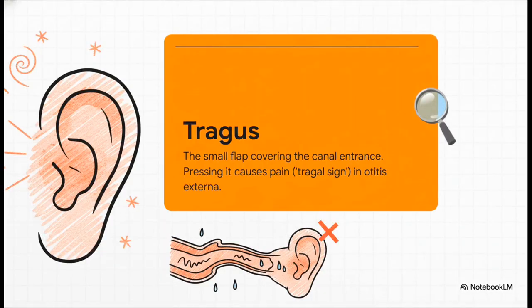And right at the entrance to the ear canal, you have this little flap of cartilage called the tragus. This little guy is a super important diagnostic landmark. Here's why. If someone has an outer ear infection, swimmer's ear, just pushing on the tragus will be really painful. That's called a positive tragal sign, and it's a classic way to tell if the problem is in the outer ear canal and not the middle ear.